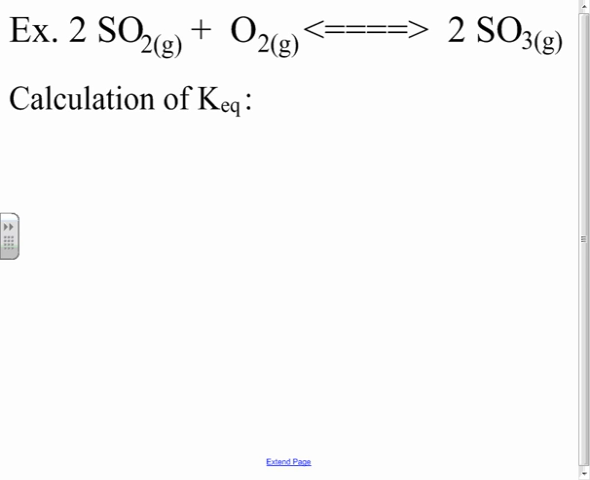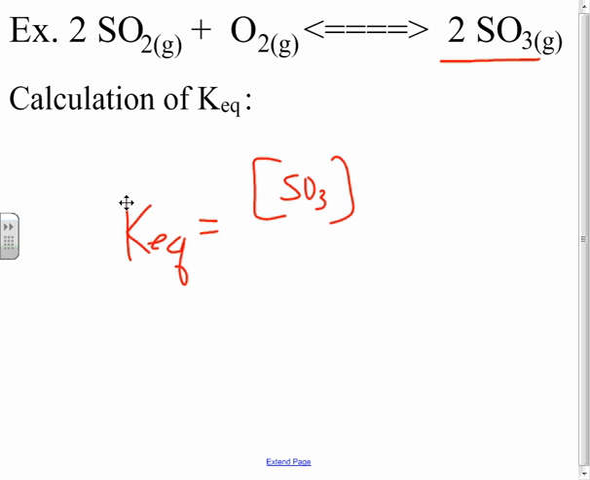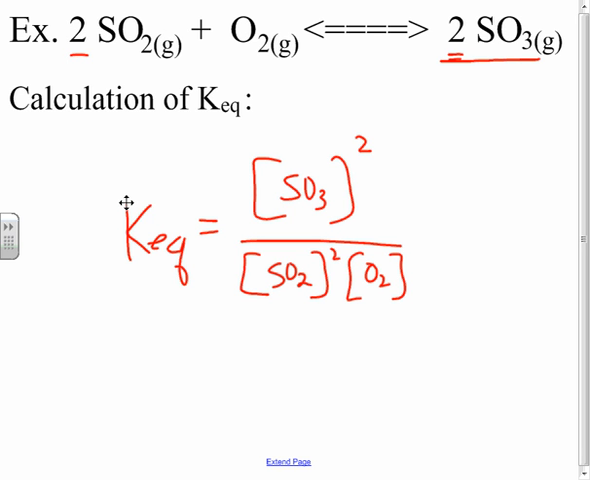Okay, let's say I've got this system in equilibrium. If I wanted to write the expression for KEQ for this one, again, it's going to come from the law of mass action. So it's always products over reactants. So it's going to be the molar concentration of the sulfur trioxide squared, because we have 2 moles of that, over the molar concentration of the SO2 squared, because we have 2 moles of that, times the molar concentration of the O2. And so that is the written expression for KEQ for that one.